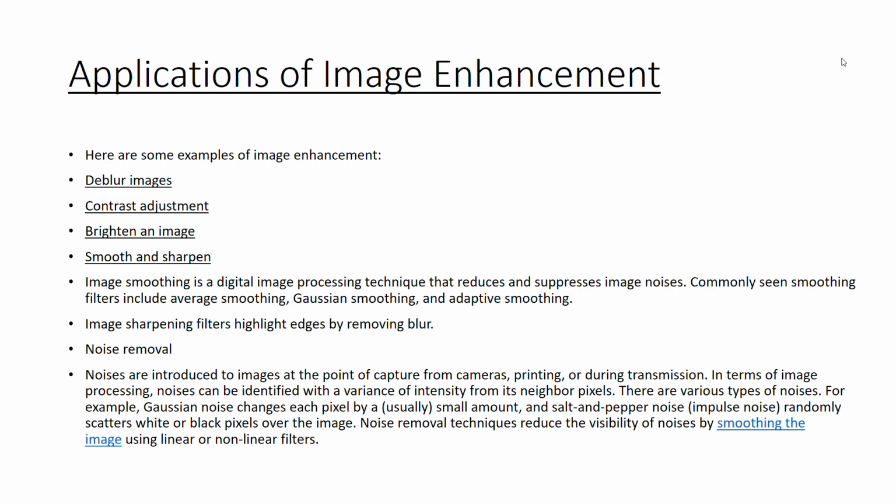Whereas coming to noise removal, noises are introduced to an image at the point of capture from the camera, printing, and during transmission. In terms of image processing, noises can be identified with variance of intensity from the neighboring pixels. There are various types of noises, for example, Gaussian noise, which changes each pixel by a small amount. Salt and pepper noise is also called impulse noise. It randomly scatters white and black pixels over the image. Noise removal techniques reduce the visibility of noise by smoothing the image using linear as well as non-linear filters.